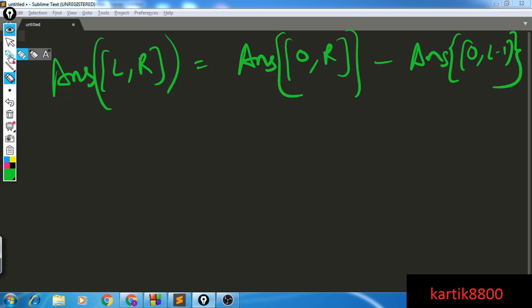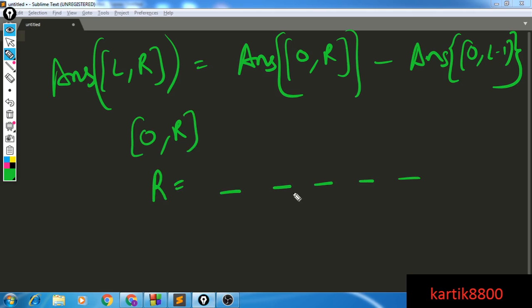So okay, now I just need a way to find out the answer for 0 to R. How do I do that? So R is a number having n digits. R is any number having n number of digits. For example, here n can be 5, so R is a 5-digit number. And for example, let's say it's 78362.